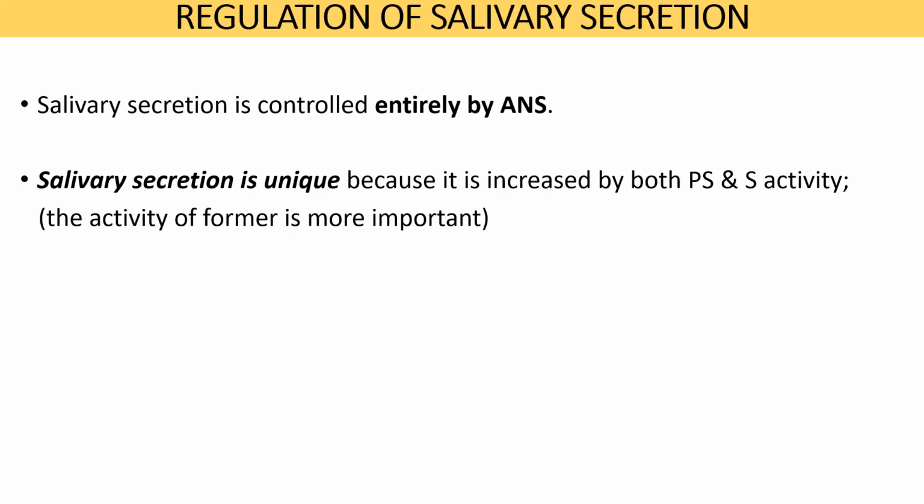Regulation of salivary secretion. Salivary secretion is controlled entirely by the autonomic nervous system. The salivary secretion is unique because it is increased by the stimulation of both the parasympathetic as well as the sympathetic divisions of the autonomic nervous system. But the activity of the former is more important. That is, whenever the parasympathetic stimulation is there, there will be more vigorous secretion of saliva when compared to the stimulation of the sympathetic system.